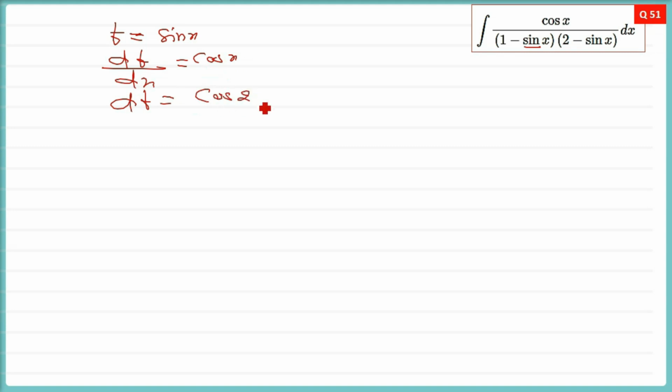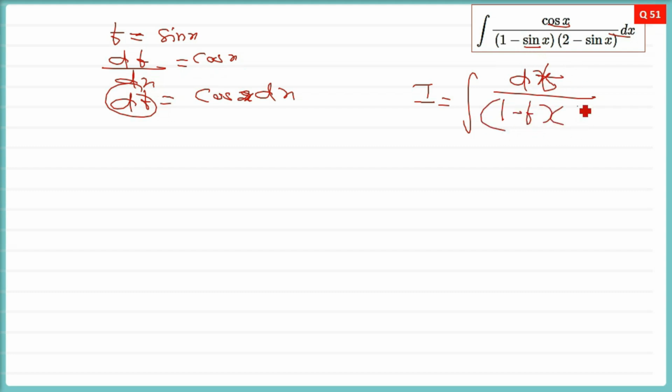Now in this question, only trigonometry is seen here, but once you eliminate the trigonometric content, you will see it will be the easiest question until now. If you replace t by sin x, dt by dx will be cos x. So this dt will become cos x dx. This is not cos 2, this is cos x. Cos x dx is already in the numerator, so this will form dt in the numerator. In the denominator, it will be 1 minus t and 2 minus t.